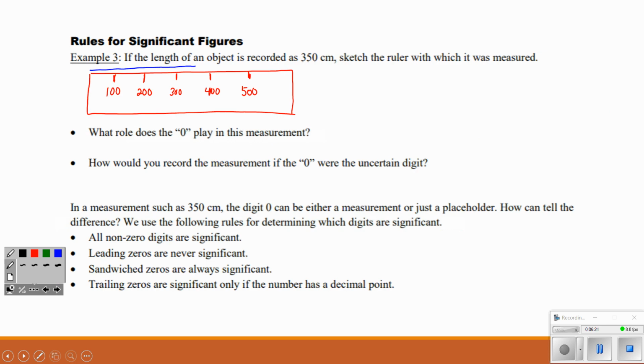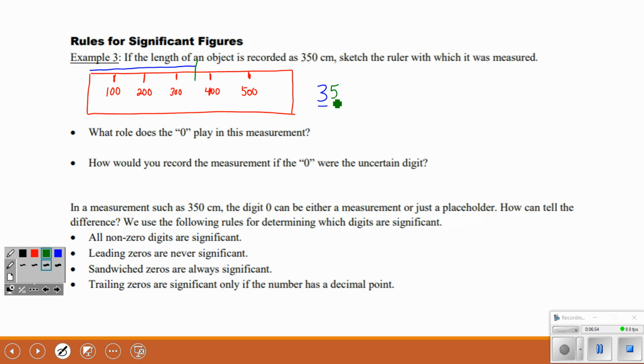So, looking at example 3, if the length of an object is recorded as 350 centimeters, sketch the ruler with which it was measured. When you're looking at this ruler, you will see that your 3 here is your only definite number that is marked on that measuring device. And then you look at where it falls right here, and you can estimate your 5.